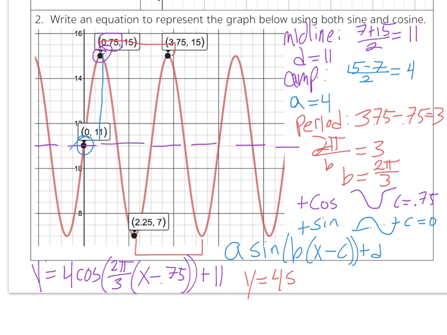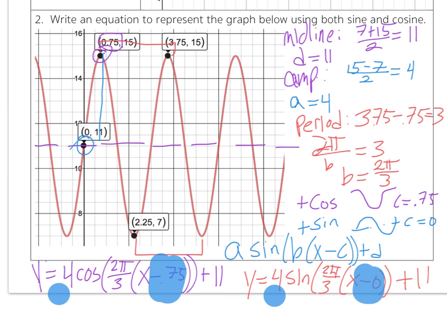My sine equation would be very similar. y equals 4 sine 2 pi over 3, x minus 0, you don't need that 0, you can just write x, and then plus 11. The only thing that changes going from sine to cosine in any of these problems is going to be the midline. By midline, I mean the phase shift, and potentially whether this is positive or negative. Those two things can change. The period and the amplitude and the midline all stay constant.